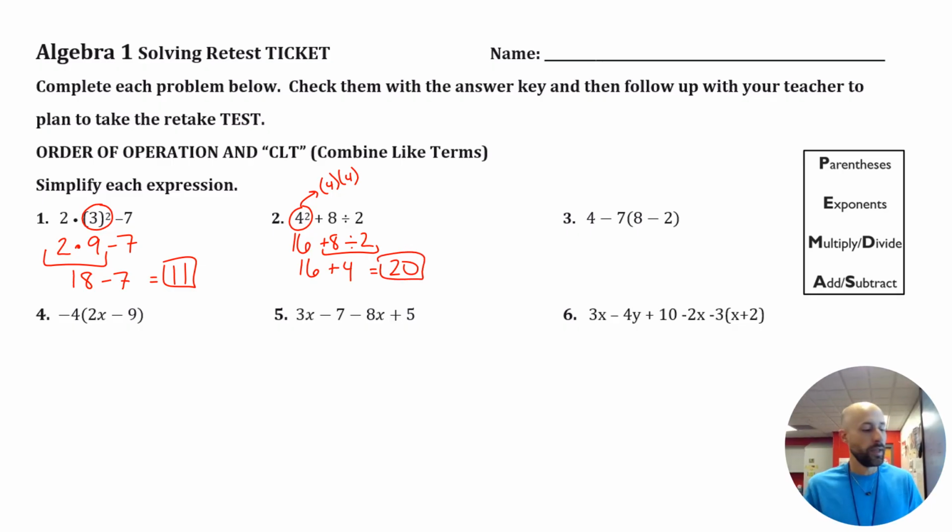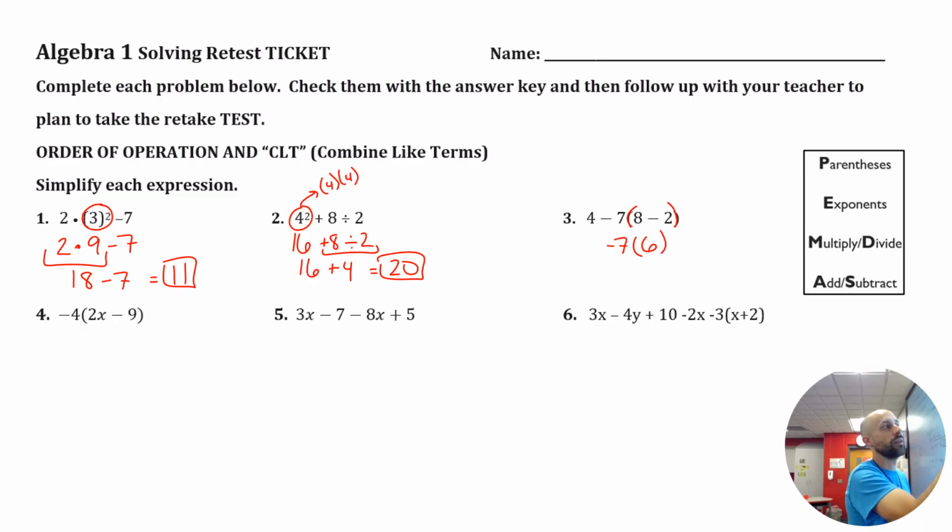All right, number 3. Taking a look at number 3. Again, the operations I'm seeing are subtraction and multiplication. But I see parentheses, so I want to do inside the parentheses first. 8 minus 2 is 6. And then multiplication right here, even though there's no symbol, we know that a number next to the parentheses means multiply, and so that means negative 7 times 6 is negative 42, which is then negative 38.